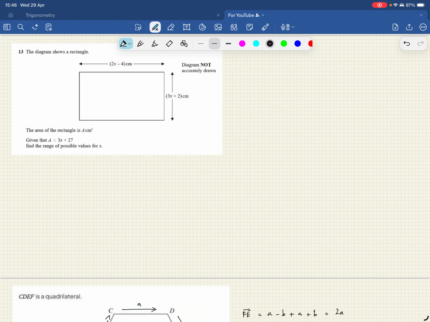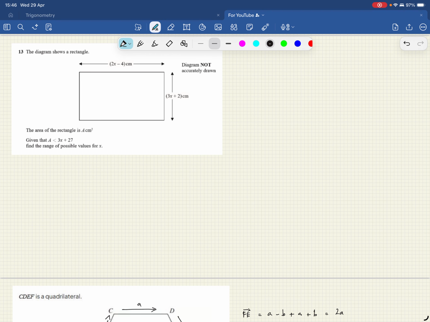So if you look, for instance, that the width of this rectangle is 2x minus 4, if we have an x that is less than or equal to 2, then that side is negative, and that doesn't make sense in the physical world, and we'll see that happening. So let's get on with it.